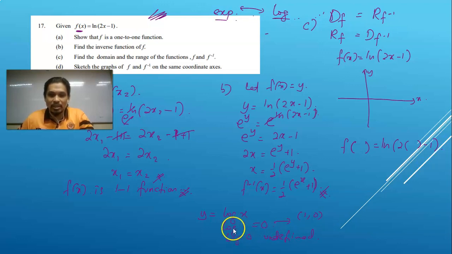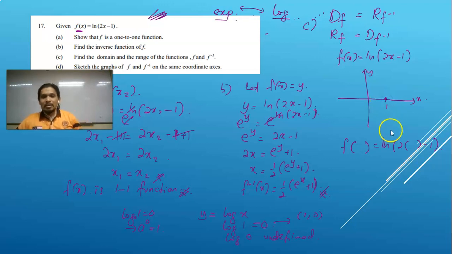Okay, before this, log 1 equal to 0. Why? Let's say this is a base of a, because a to the power of 0 equal to 1. You still remember that? Yes, thank you. So now let x equal to 1, and then log 1 equal to 0 here. So this is it, 1 and 0. This is the intersection point. Okay, the thing is, this is not the value of x for this one here.